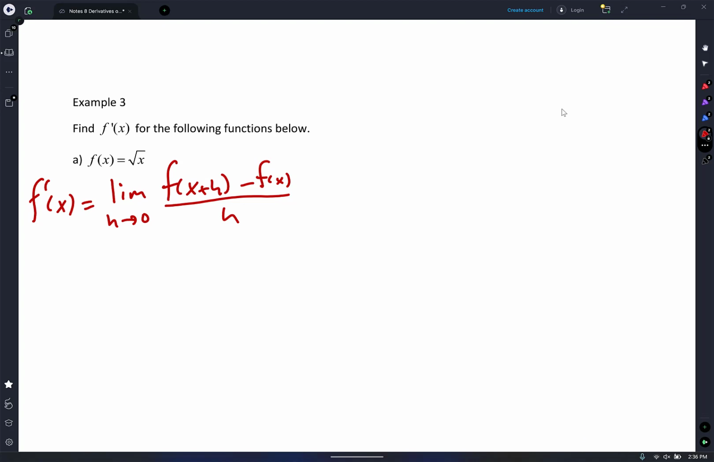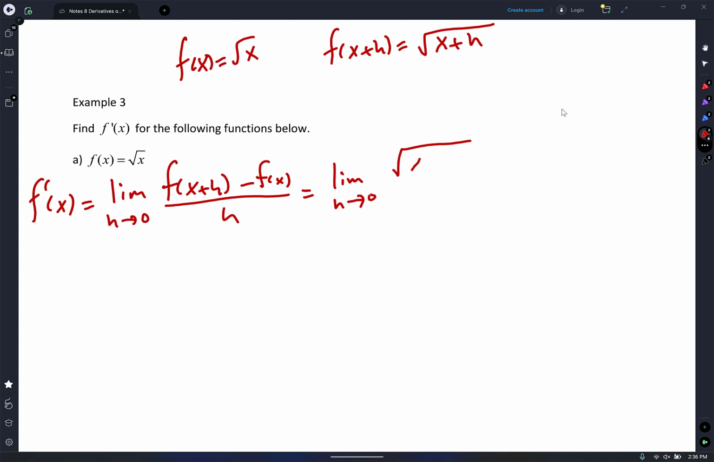You guys ready? F of x is square root of x. So I need f of x plus h, which is just the square root of x plus h. So I'm going to write equals limit as h approaches 0, square root of x plus h minus square root of x all over h. Are we still okay? Don't freak out. We're done with calculus. Now it's just algebra.